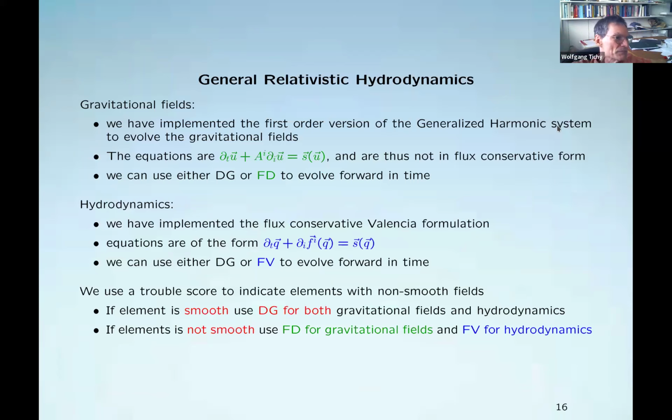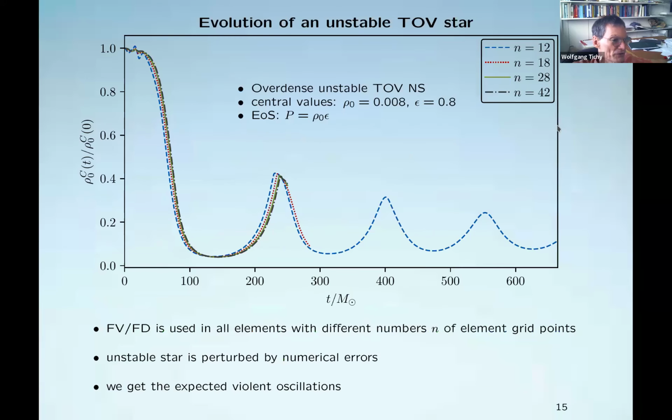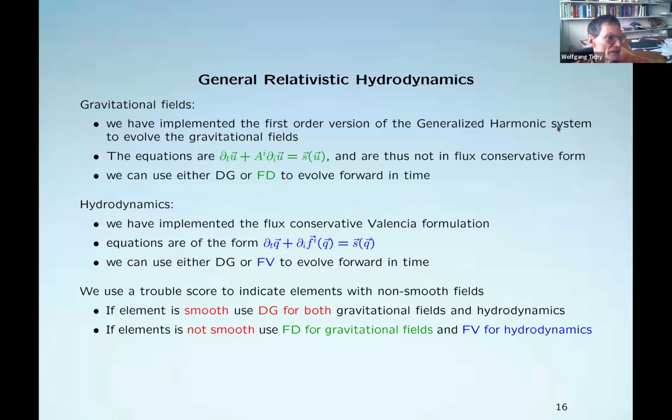And then I should say more about how we actually do this, right? So this was done with general relativistic hydrodynamics. I already said we want to use the Valencia formulation, but we also want to evolve gravitational fields. And for this, we use the generalized harmonic system. And in this case, for the generalized harmonic system, the equations are of this form, which means they are actually not in flux conservative form. You don't actually have a flux for these equations. You have some sort of matrix multiplying your derivative terms, the principal terms.